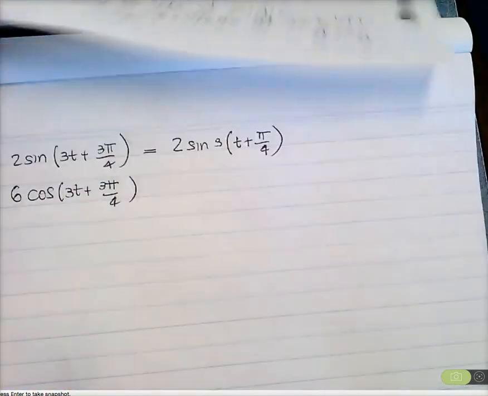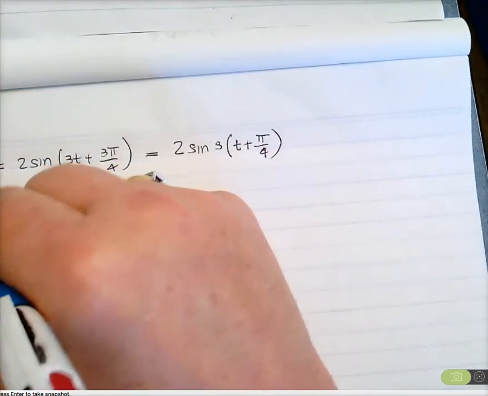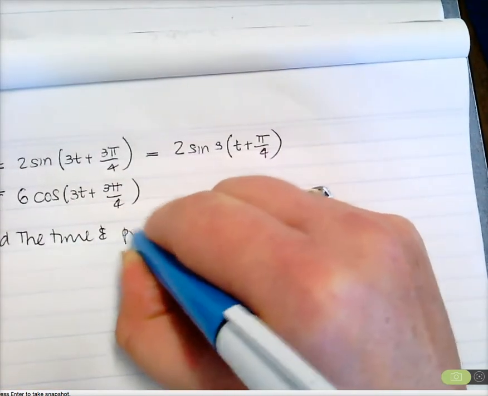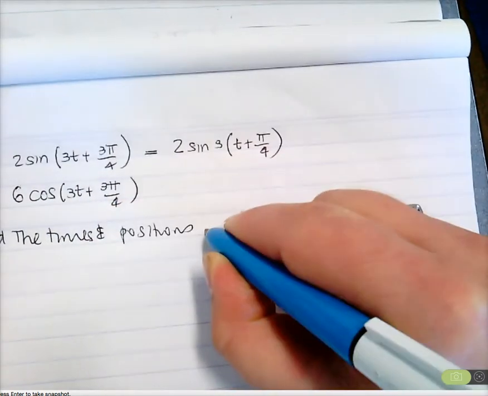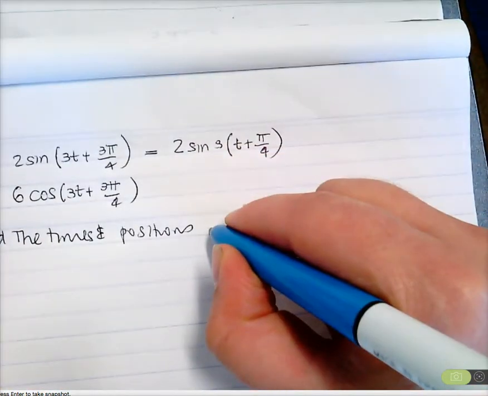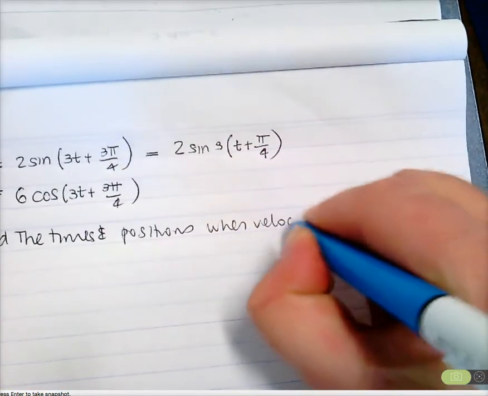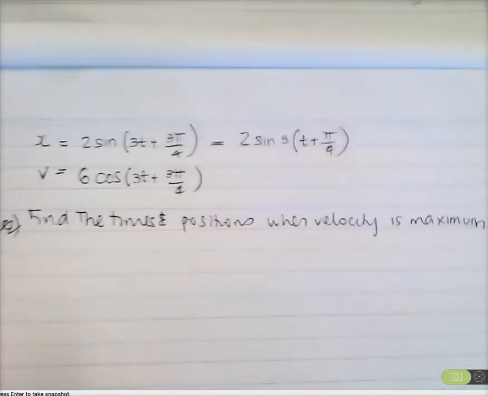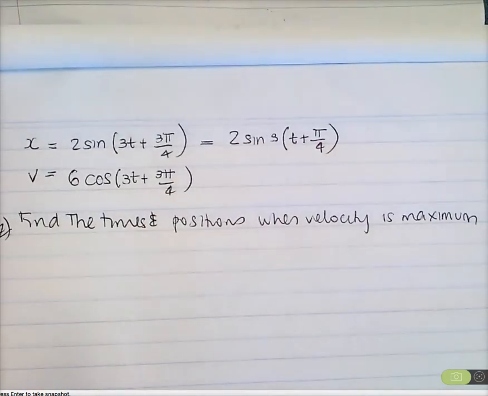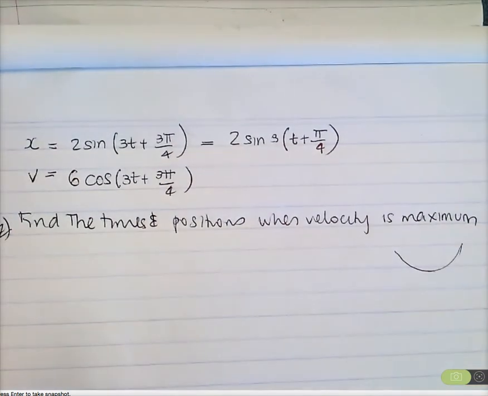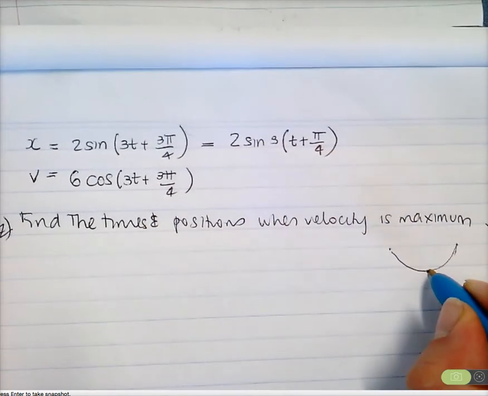Now we're continuing. Our next question is to find the times and positions. Oh, actually, I haven't finished that first question. So find the times and positions, when the velocity is a maximum. So this is still part B. So before we do acceleration, we're doing this. So the next part of this question is to find the times and positions when the velocity is maximum. Think simple harmonic motion. When is the velocity maximum? At the ends or in the middle?